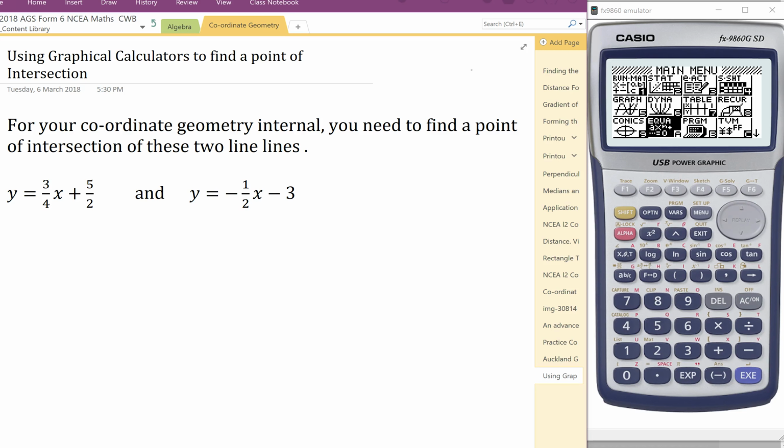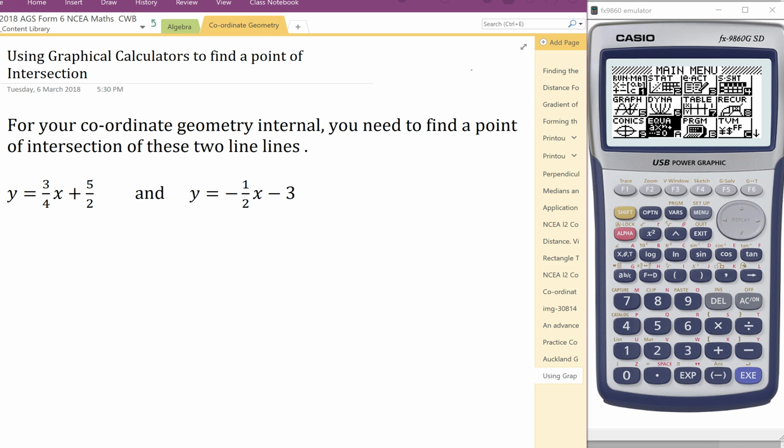Hi, in this video we're going to look at how we find the point where two lines cross each other, where two lines intersect. This is the sort of thing that you might need for your coordinate geometry internal, where you find the point of intersection of two lines, like these two lines that I've given you over here.